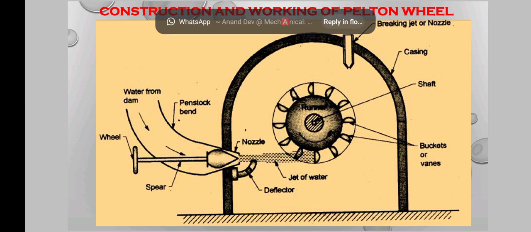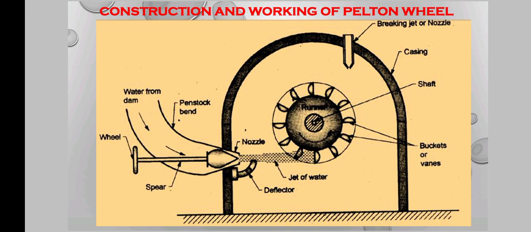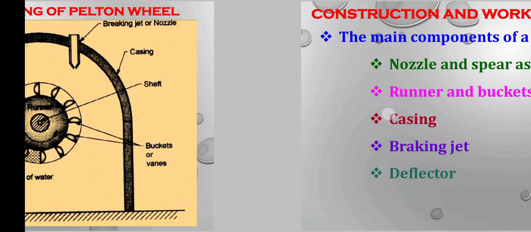The water goes directly to the buckets or vanes, also called the runner. Due to the impingement of water on the surface, the runner will be rotated and power will be generated based upon the shafting. It is covered by a casing to prevent the water from splashing out of the system. To stop the runner, we use a system called a braking jet or nozzle.